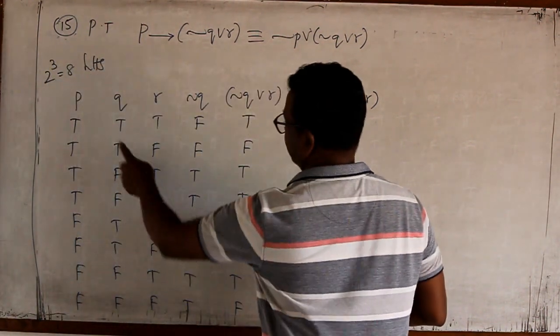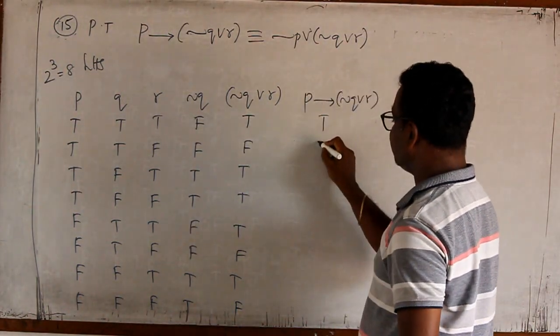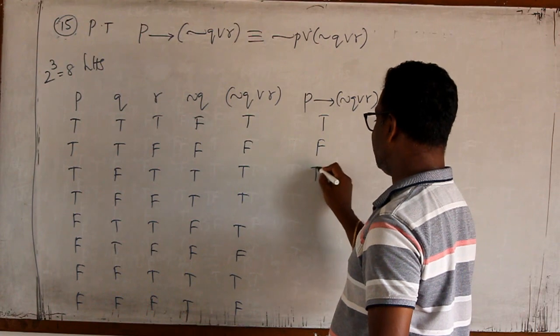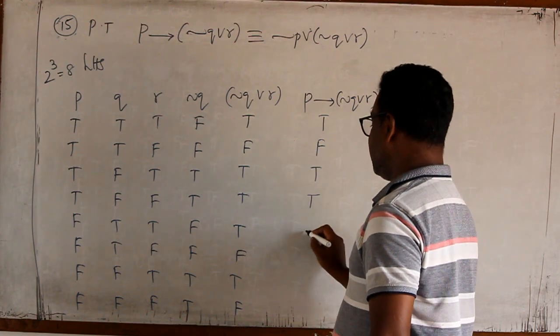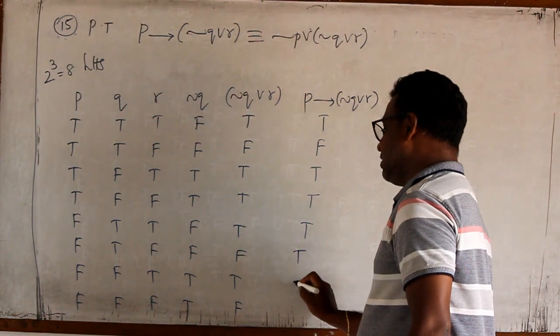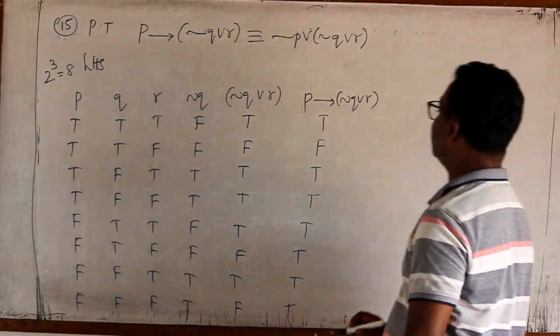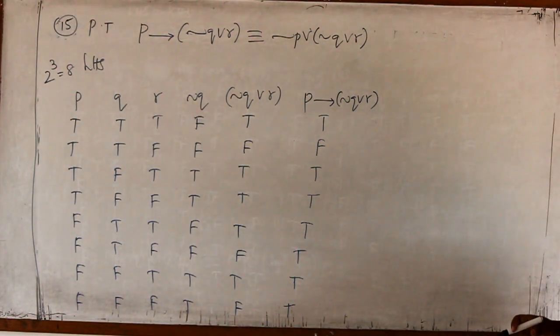Now I must apply the implication between P and that. T implies T, T. T implies F is false. T implies T, true. T implies T, true. F implies T is also T. F implies F is T. F implies T is T. F implies F is also T. This is our left hand side.